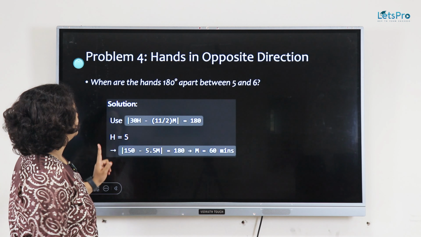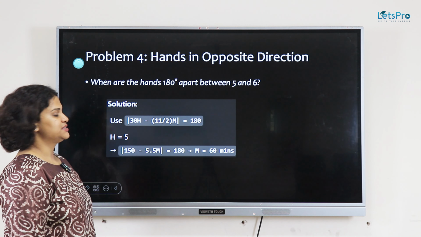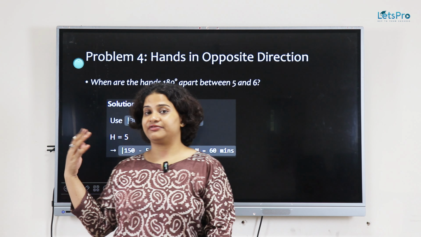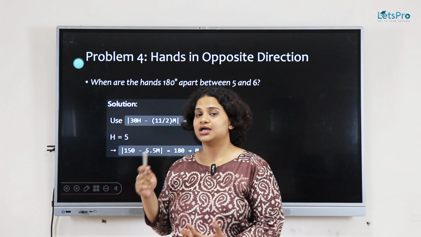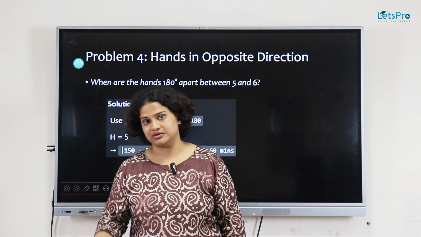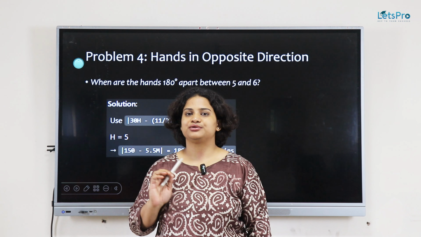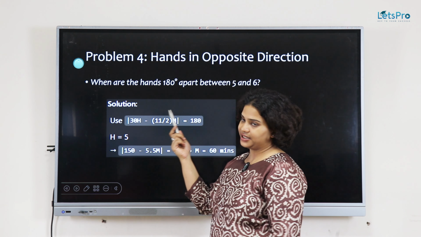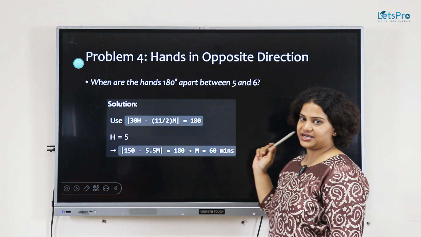Now hands in opposite direction. Every different type of problem is being discussed. Therefore, it's very important for you to jot all of these different formulas down, because only then will you be able to solve these problems, right? When are the hands 180 degrees apart between 5 and 6?